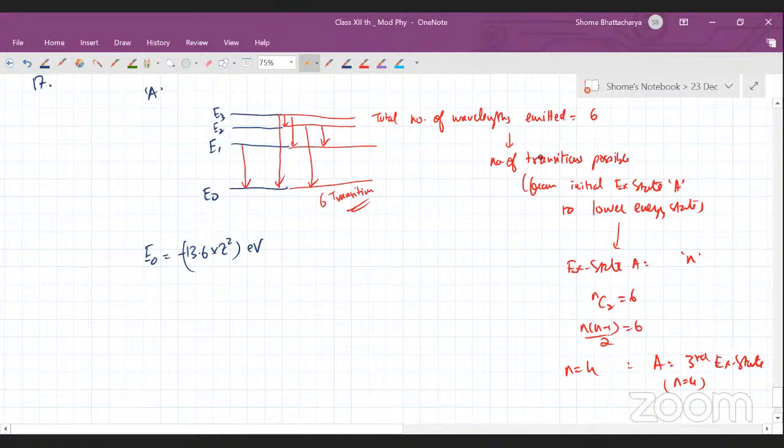So the principal quantum number is equal to this thing, n equal to 4.